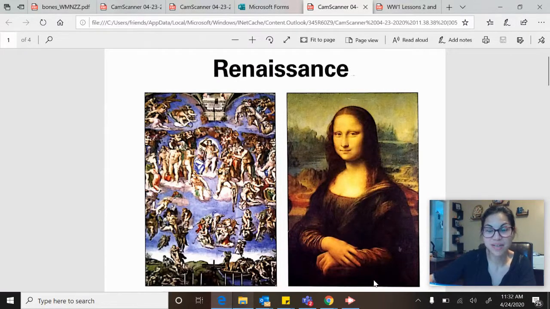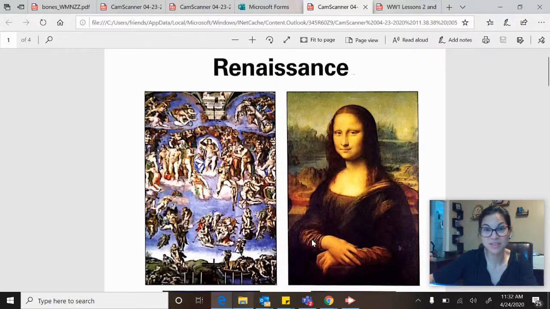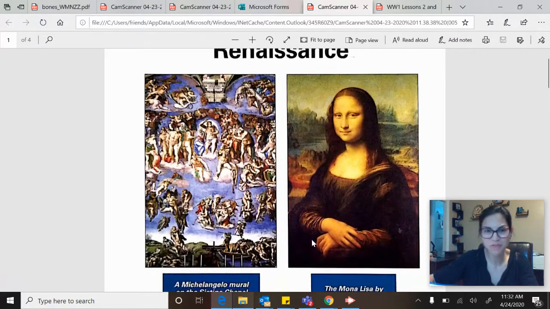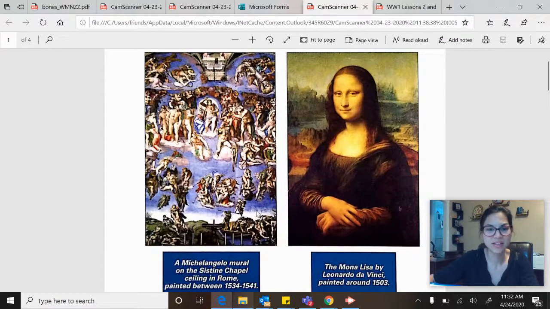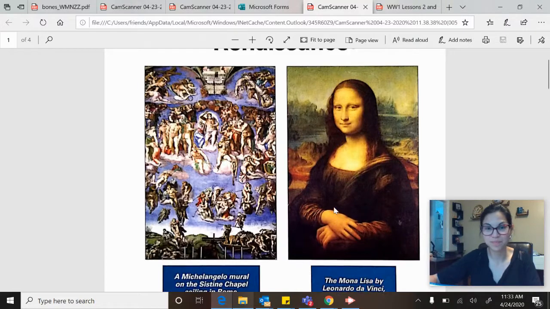So I'm going to read the reading passage included on this page, and I just want you to study the two images or the two paintings that you see. The first painting, the one here on the left, is a Michelangelo mural on the Sistine Chapel ceiling in Rome, painted between 1534 and 1541. And the painting on the right is the Mona Lisa, which was painted by Leonardo da Vinci around 1503. Both of these paintings were created during this time period.